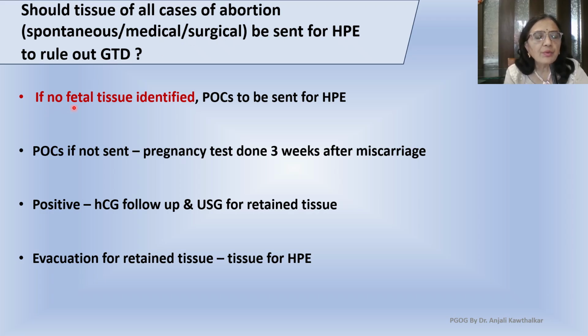Now, the recommendation is if no fetal tissue is identified, POCs are to be sent for histopathological examination. This is important. If POCs are not sent for some reason, then a pregnancy test should be done 3 weeks after the abortion. If the pregnancy test is positive, we have to do HCG, keep the patient for HCG follow-up, and do ultrasonography to rule out retained products of conception. If there are retained products of conception on ultrasonography and you are doing evacuation, you need to send that tissue for histopathological examination again to rule out gestational trophoblastic disease.